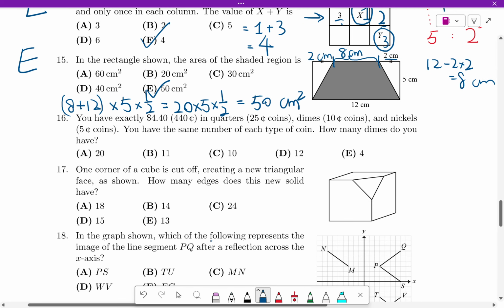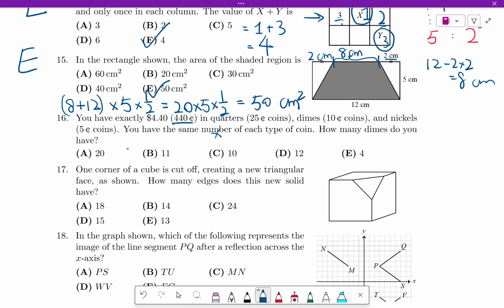Question 16. You have exactly $440 in quarters, dimes, and nickels. You have the same number of each type of coin. How many dimes do you have? If we have an equal amount of each type of coin, we can set this number as x.